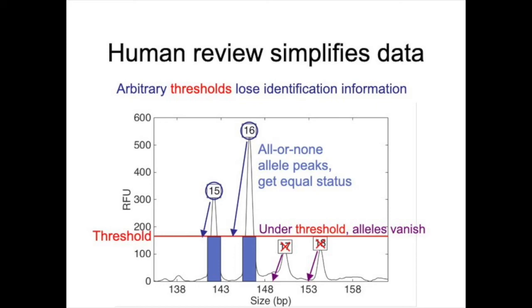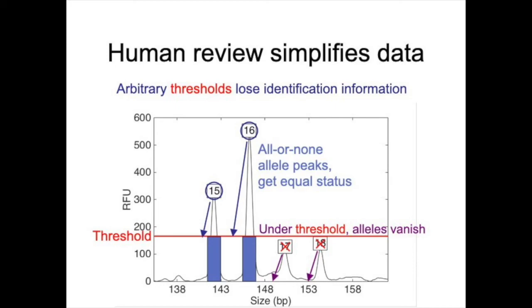Human review simplifies the data. The problem is too complex. It's like a 100-dimensional probability math problem. It's not what people do. And so in order to deal with all this data, most of it's thrown out. That's been the standard method used in labs for over 20 years.